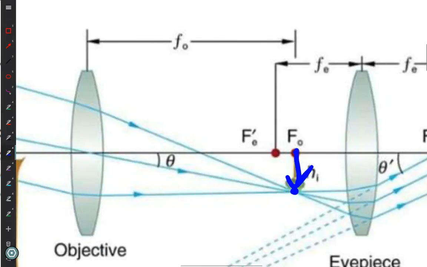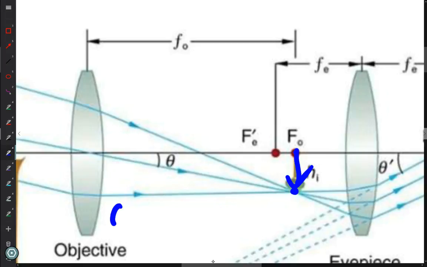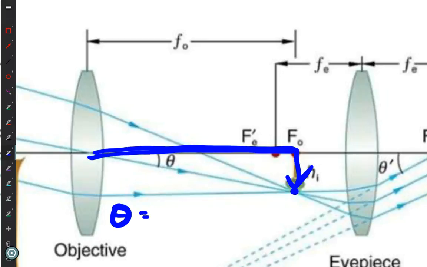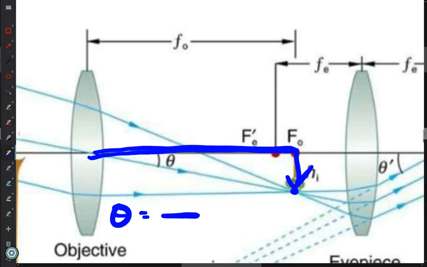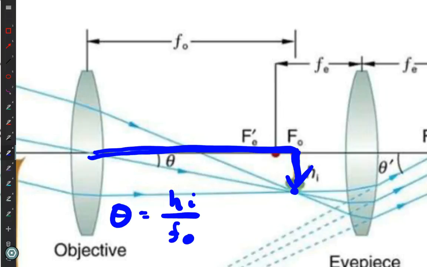And so using our small angle approximations, what is theta equal to? What is this side of the triangle? It's the focal length of the objective. So that's the adjacent side. That's the one on the bottom. What is this side here? It's the height of the image, whatever that is. So that's the angle it would make if I didn't have the telescope.